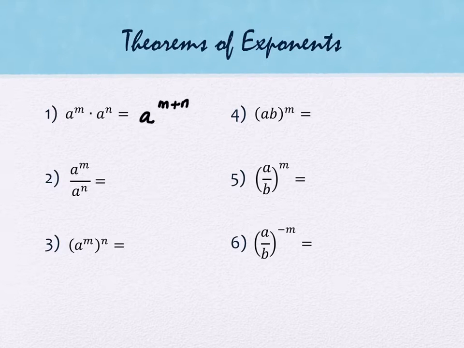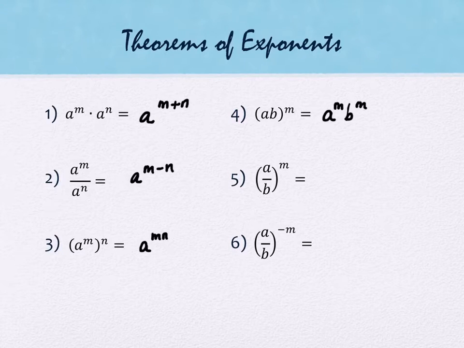What do you suppose you do when you divide them? You subtract them. How about when you have an exponent raised to another exponent? You multiply them. Numbers 4 and 5 have sort of a distributive flair to them. So when you have ab to the m, it's just a to the m, b to the m. And when you have a over b to the m, it's a to the m over b to the m.